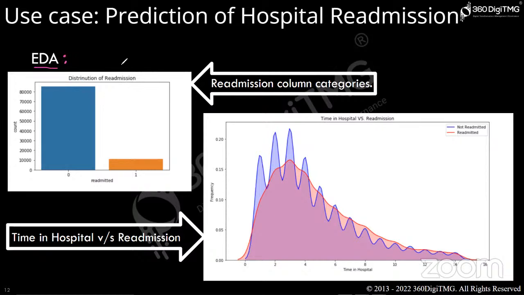Okay. So first of all, we saw there is an imbalance in the categories. So people who are not getting readmitted versus people who are getting readmitted. We saw a very small number of people are getting readmitted. We also saw how much time people spend in hospital versus how much time before readmission. Obviously time in hospital will be more than readmission time, but we saw here a skewed trend.